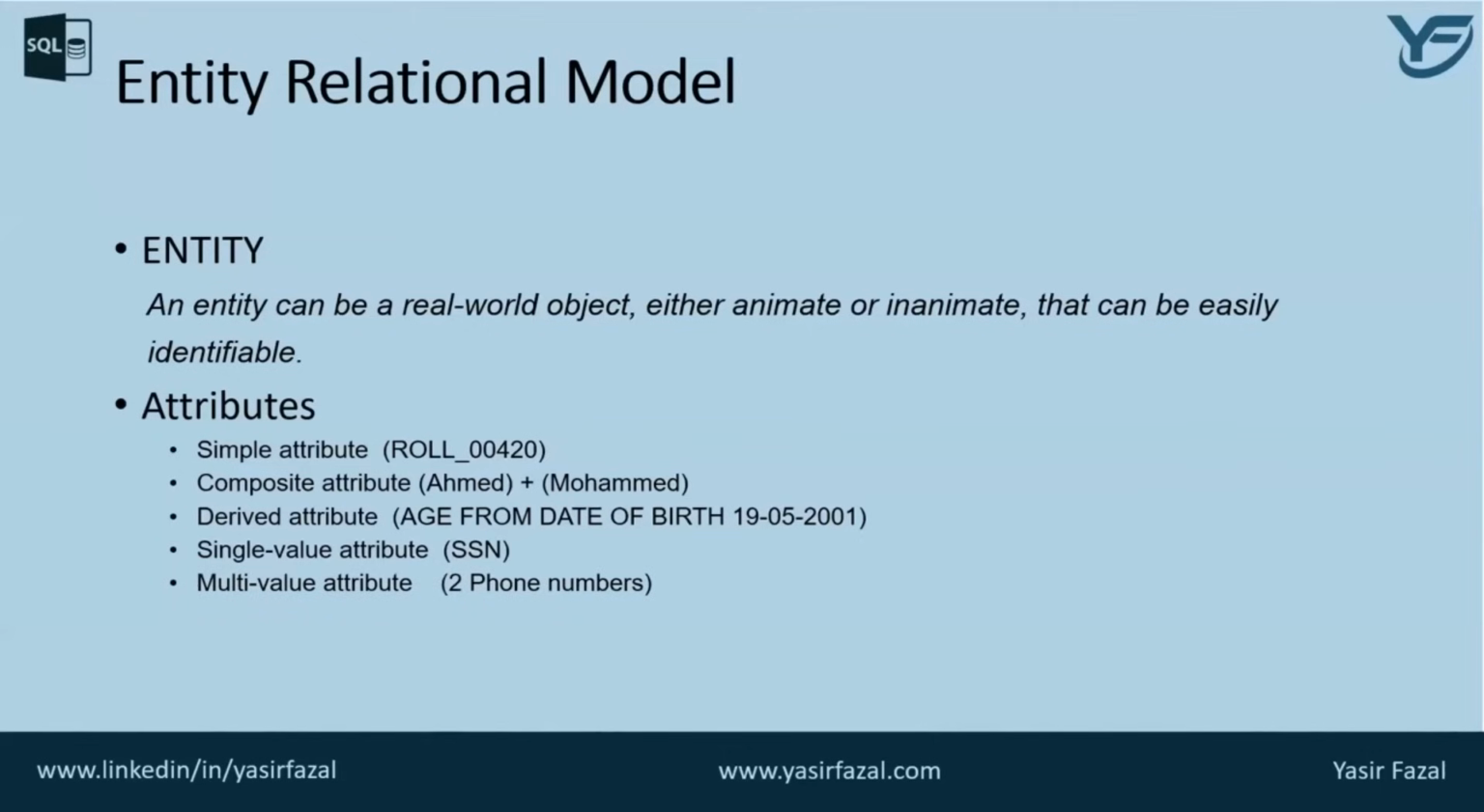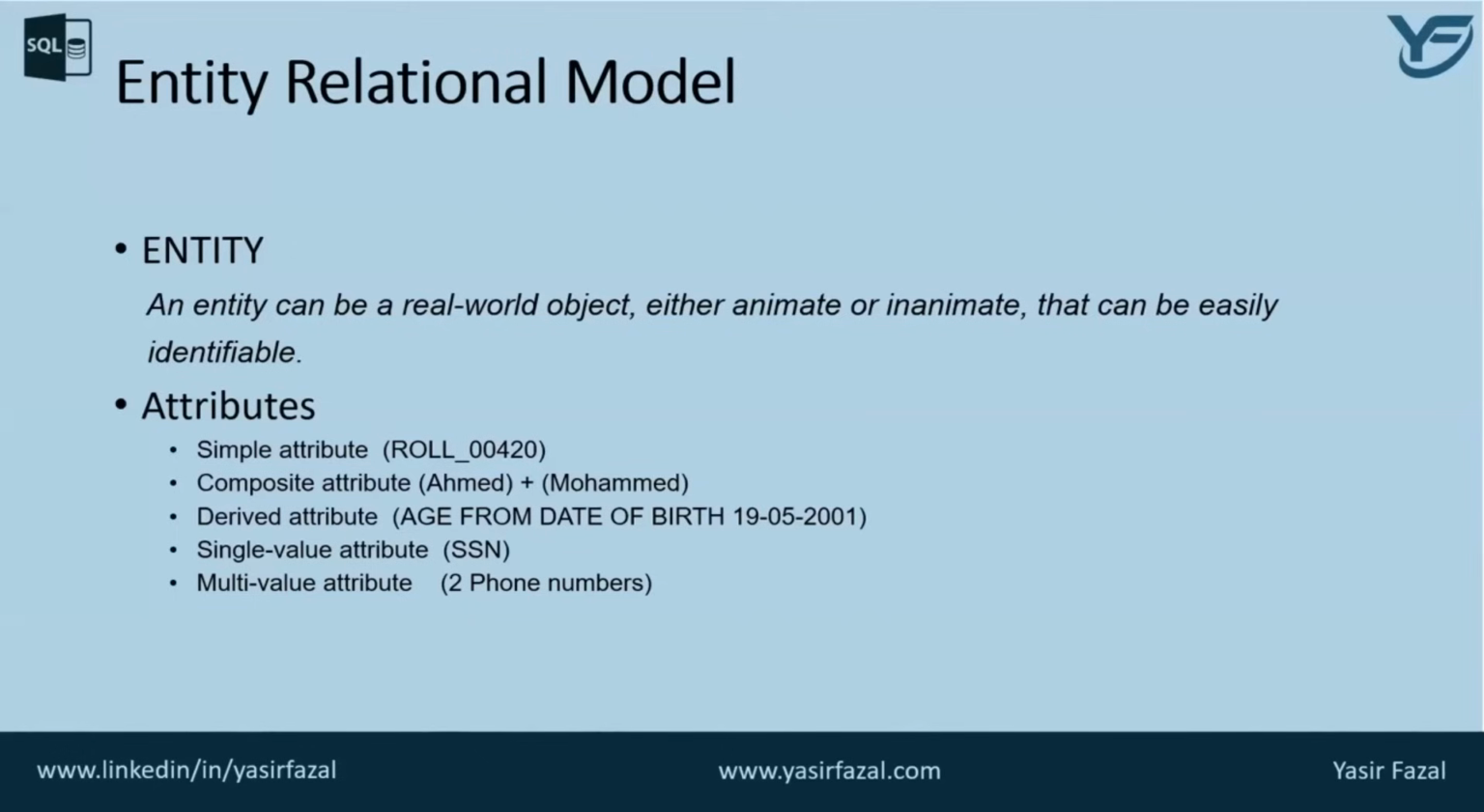Last thing is the multi-value attribute. Multi-value attributes may contain more than one value. For example, a person can have more than one phone number, email address or home address. A student may choose multiple courses. A teacher is teaching multiple classes. So these are multiple value attributes that can be assigned to a certain entity.